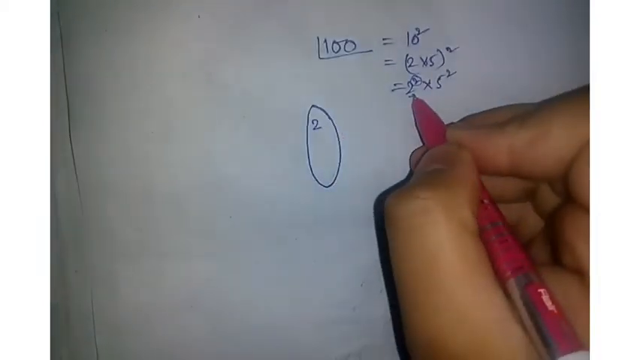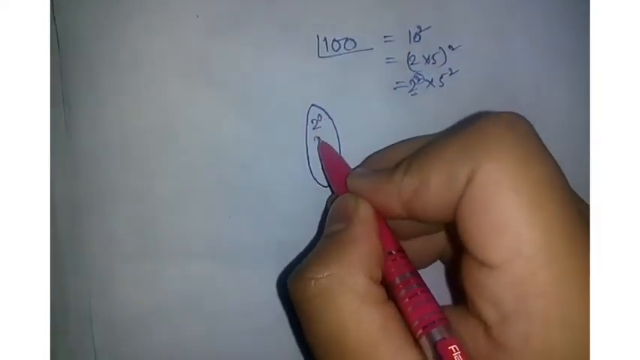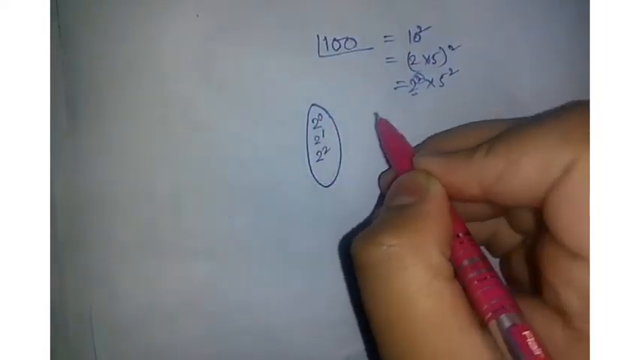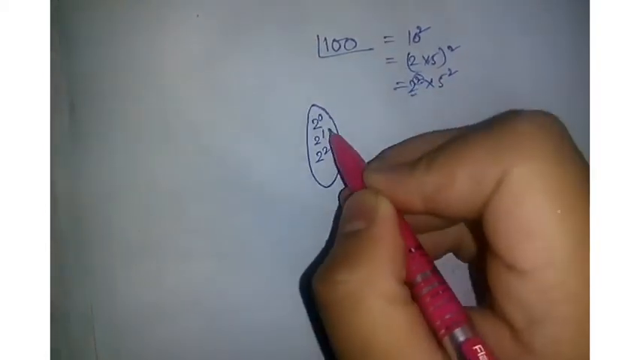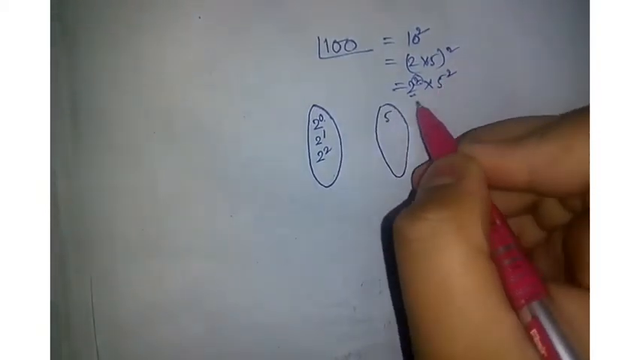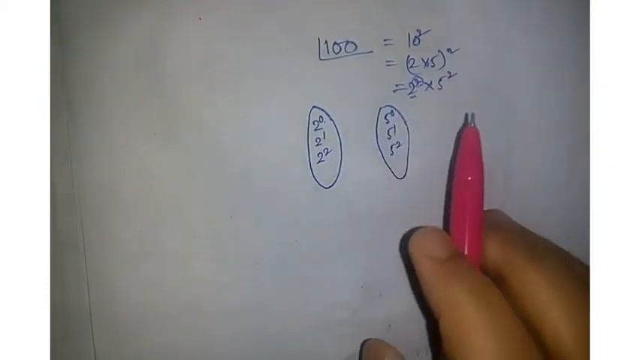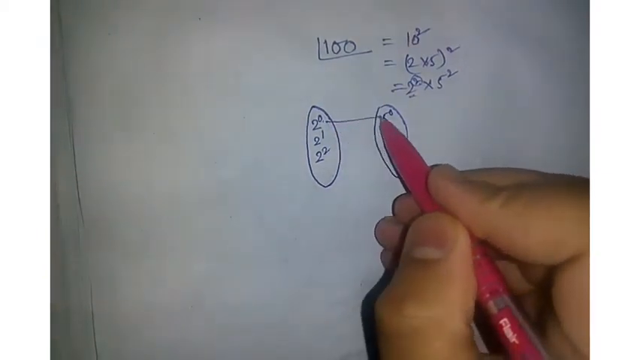Like here the base is 2. We will start from 0: 2 to the power 0, 2 to the power 1 and 2 to the power 2. We will move from 0 to the power which is present here. Similarly for 5, we will start from 0 and then move to that power. Now after doing this, we will simply combine.